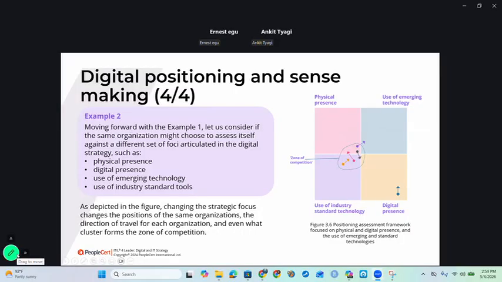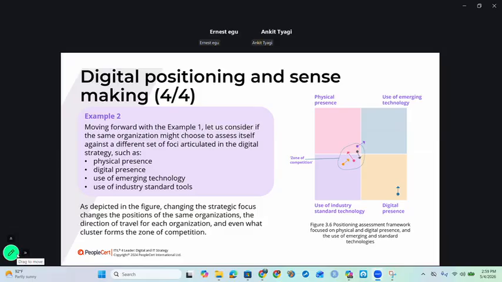Similarly, for this particular example, moving forward with example one, let us consider if the same organization might choose to assess itself against a different set of foci articulated in the digital strategy, such as physical presence, digital presence, use of emerging technology, and the use of industry standard tools.